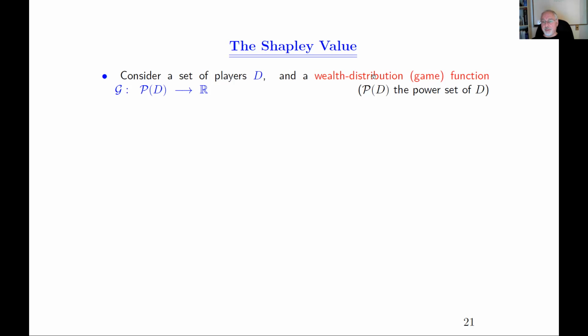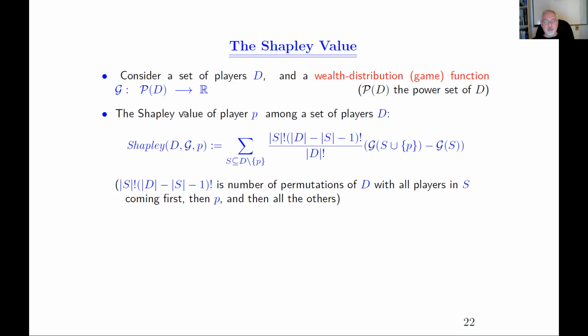We have also a wealth distribution function, or a gain function in simpler terms, that assigns to sets of players, subsets of players, a real number. So this is the power set of D. So this is the wealth function. And then the Shapley value for the player P, a particular player in this set, is defined by this general expression. What is interesting to see here is that we have the gain function evaluated in the presence of P and here in the absence of P.